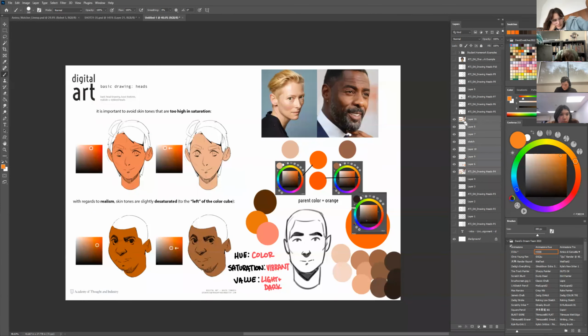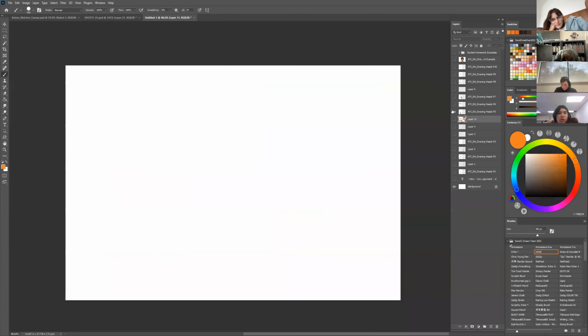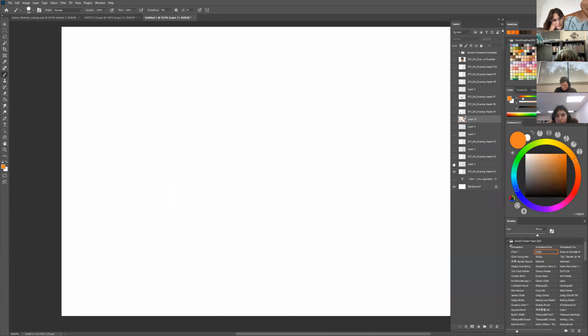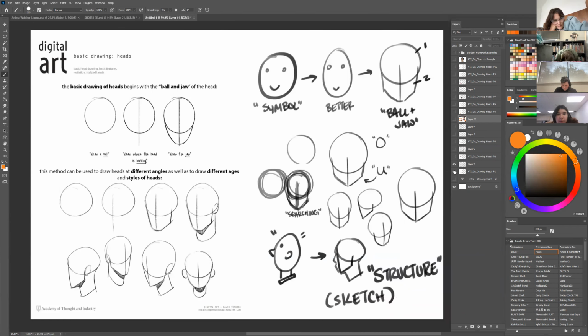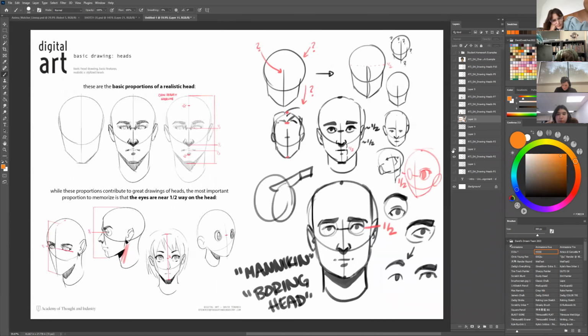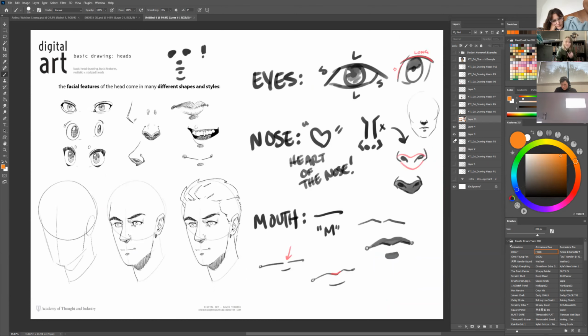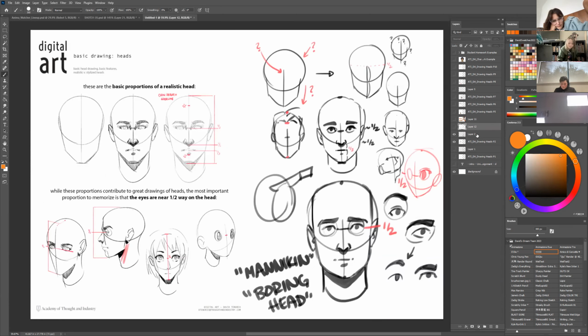Okay, so I see my time. I know we've got to get checking out of here in just a second. So let's look at these last handouts. Super fast review. Ball and jaw, right? How to start the head. The eyes being halfway, a very important proportion for the head. A little bit about features, right? Different tips for the features. I'll copy all this stuff and put it into the Teams chat. Let me put it in there real quick.